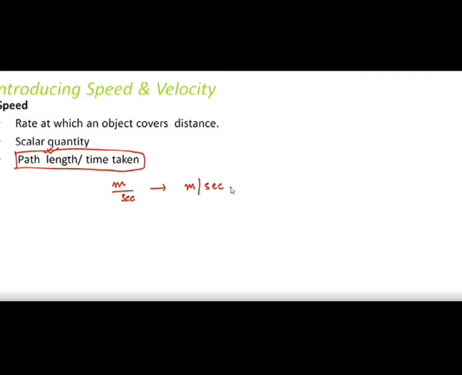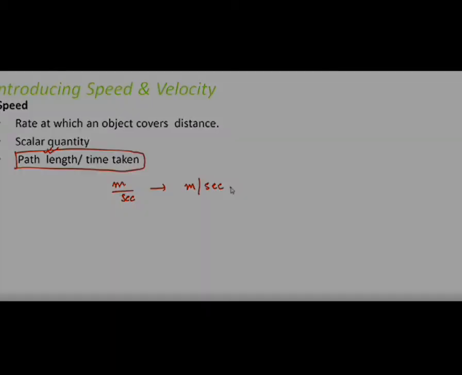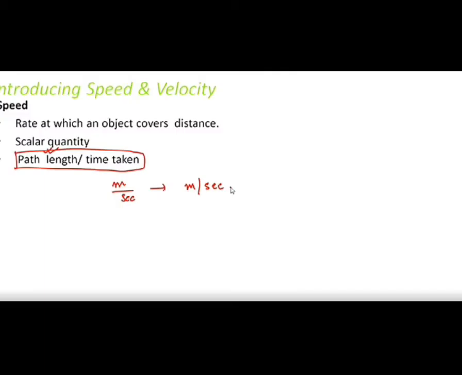So here we will talk about these two quantities, speed and velocity, which actually talk about the rate of change of position with time. So let's start by talking about speed. What is speed? It's the rate at which an object covers distance.